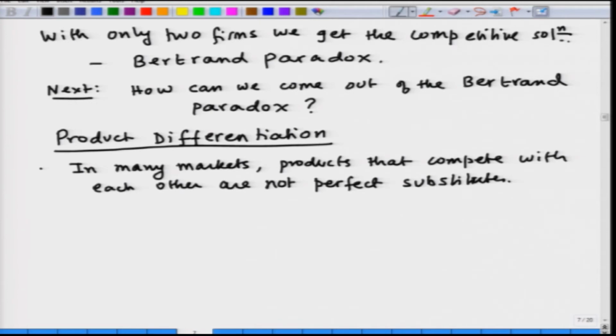For example, in the automobile segment, if I look at economy sized cars, there are multiple cars, let us say a WagonR or an i20 or a Honda vehicle. All of them have certain attributes which are not identical to what the other vehicle has. If I look at laptops, I have HP, Lenovo, Sony, which have similar specifications but are not identical products. Which is why in many markets, products that compete with each other are not perfect substitutes.